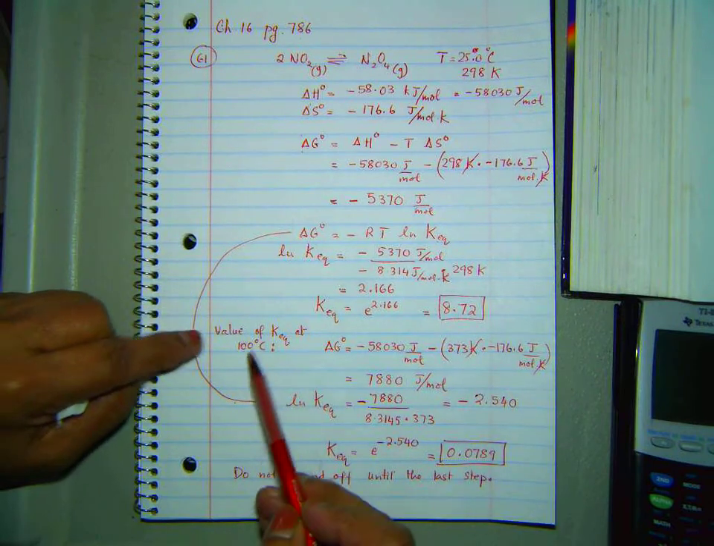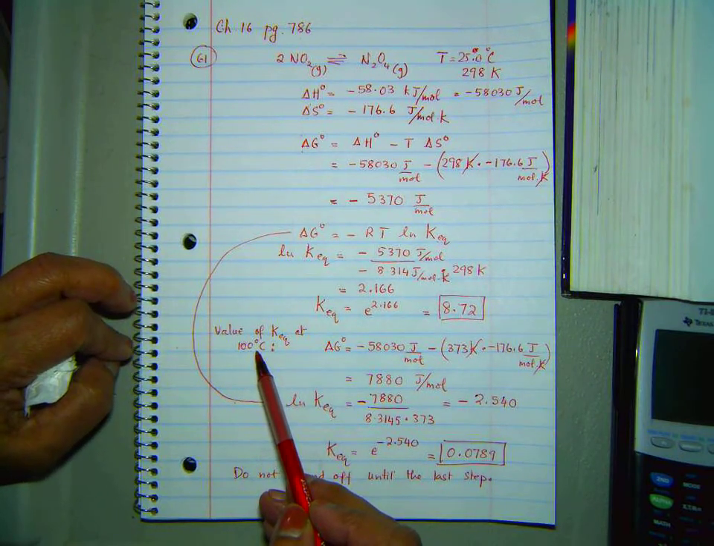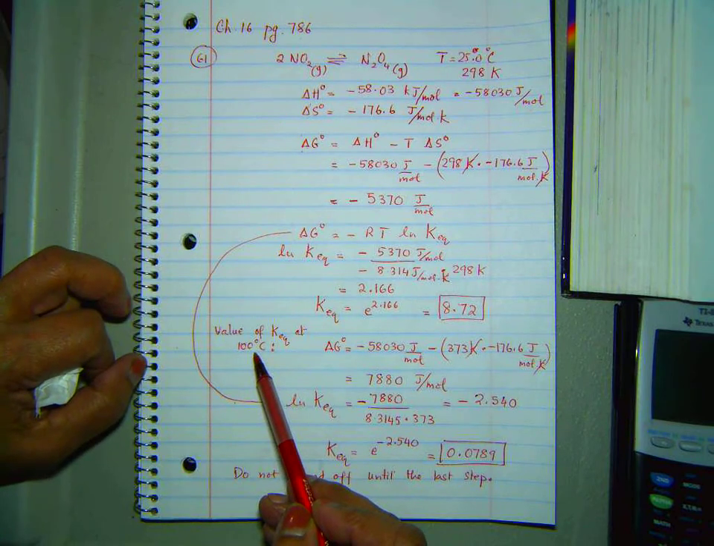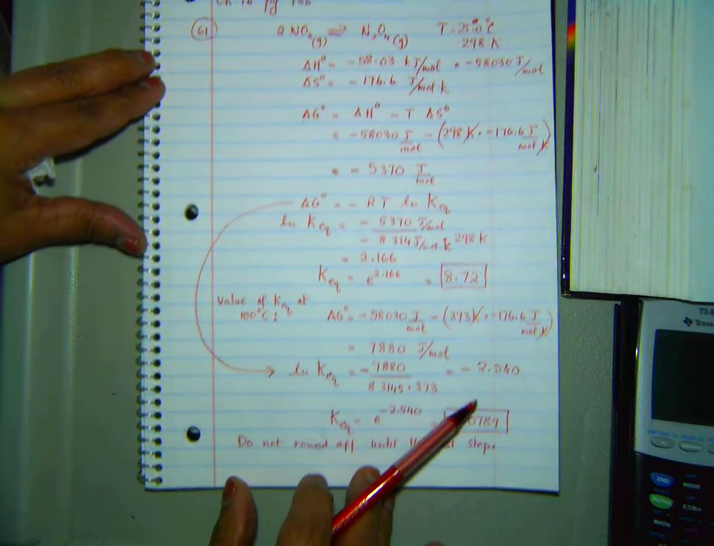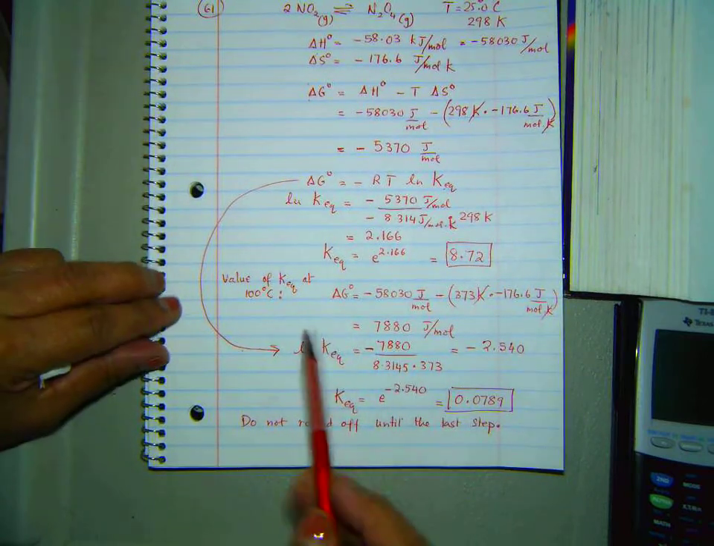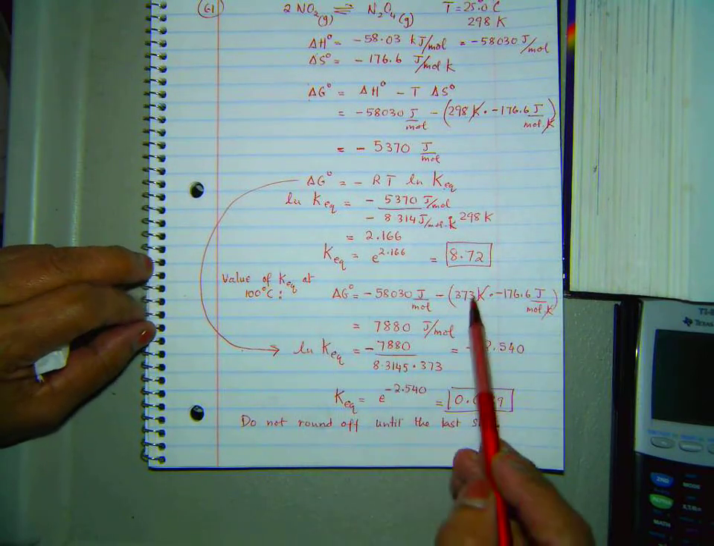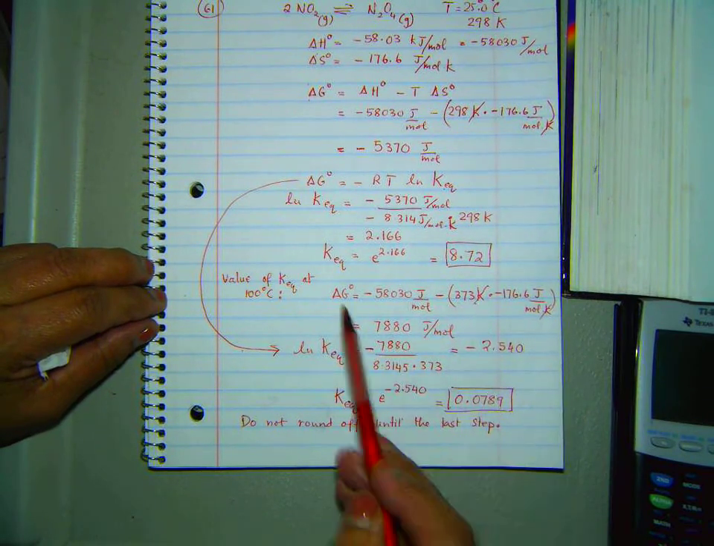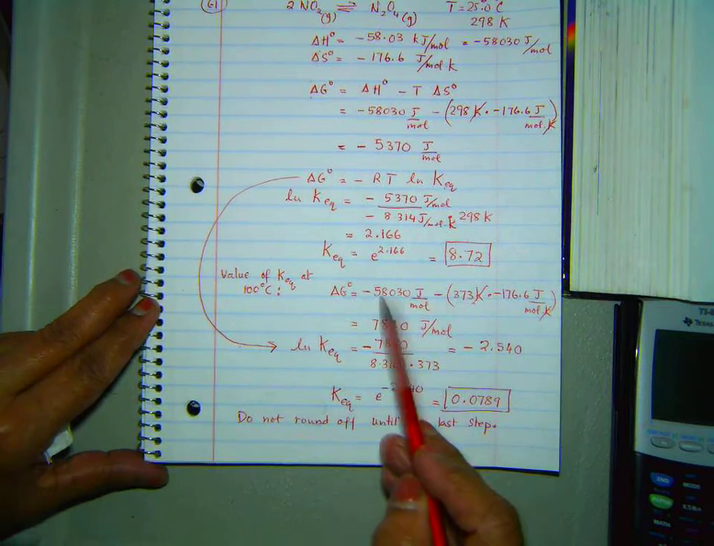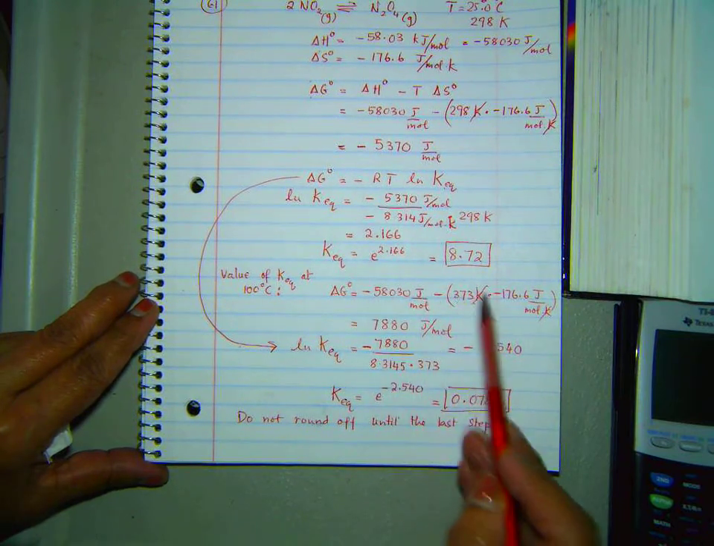And then there's another question. Assuming delta H0 and delta S0 are independent of temperature, estimate the value of K at 100 degrees. So your temperature is now increased to 373 Kelvin. So that equals the same thing, but the temperature is different.